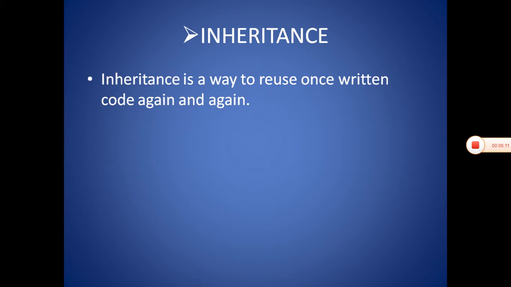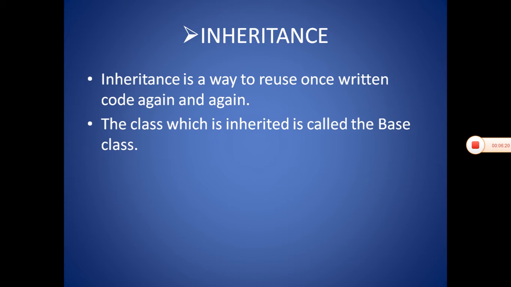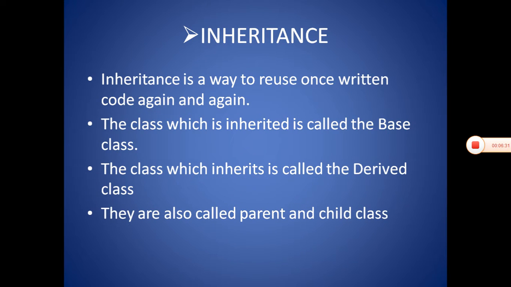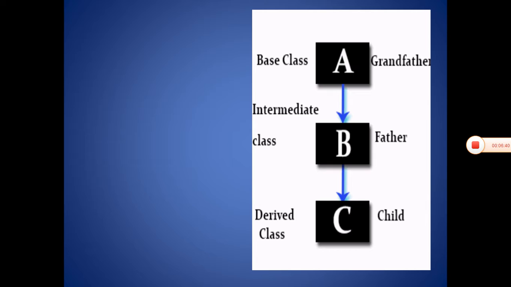Inheritance is a way to reuse once-written code again and again. The class which is inherited is called a base class or superclass. The class which inherits is called a derived class or subclass. They are also called parent and child class. The base class is called the parent and the derived class is called the child class. Here we can see an example, the father and son relationship. Here the son inherits the father's physical properties, but the father cannot get the son's physical properties.